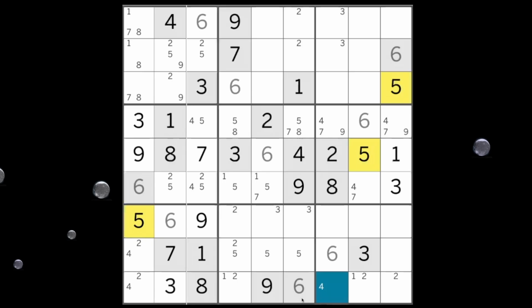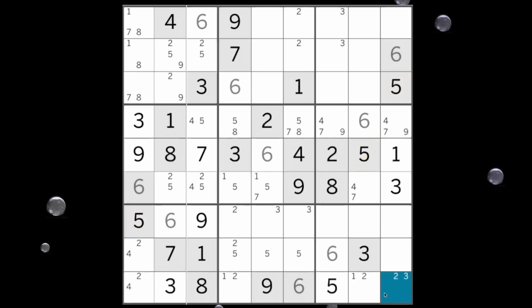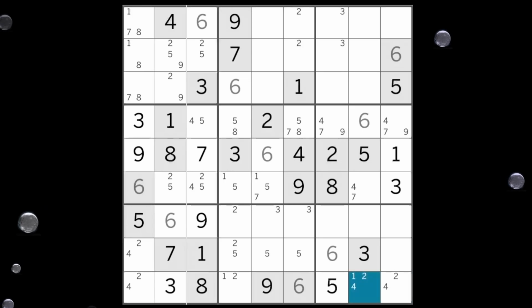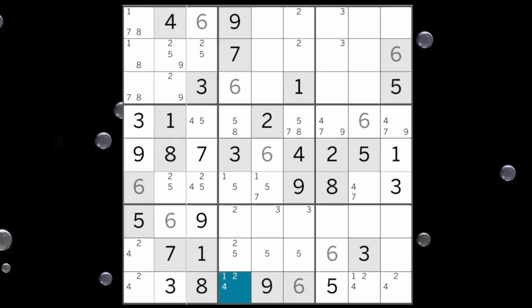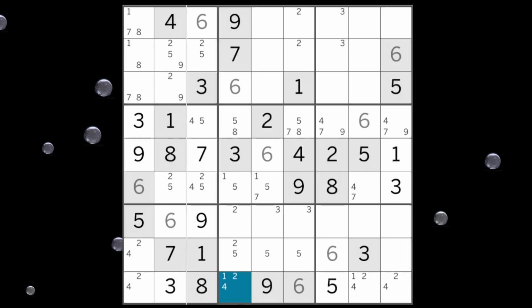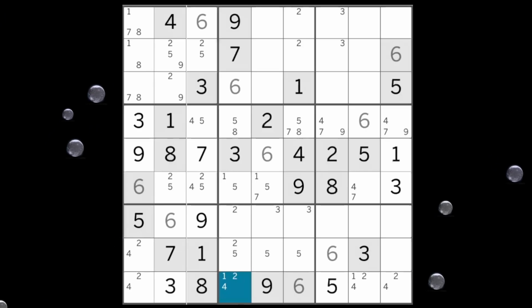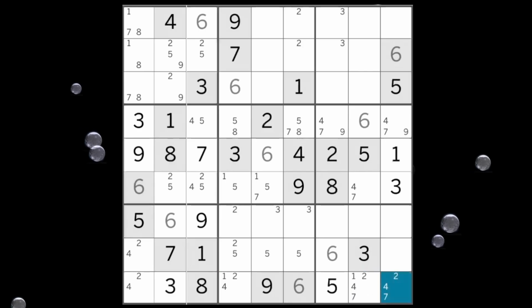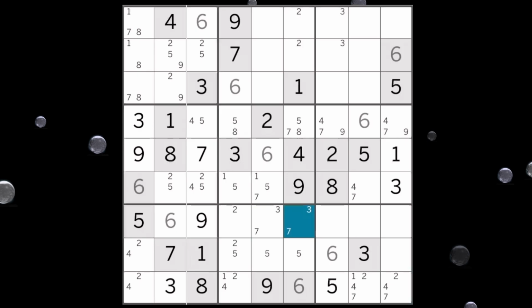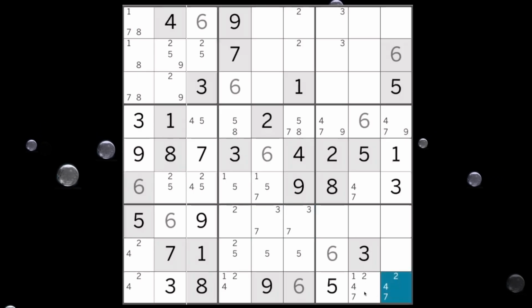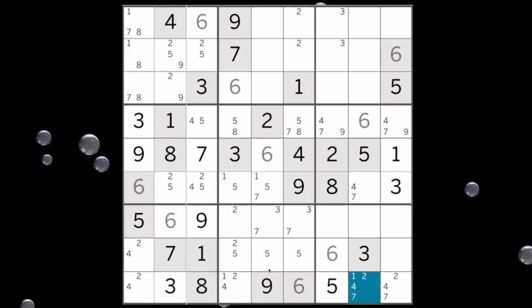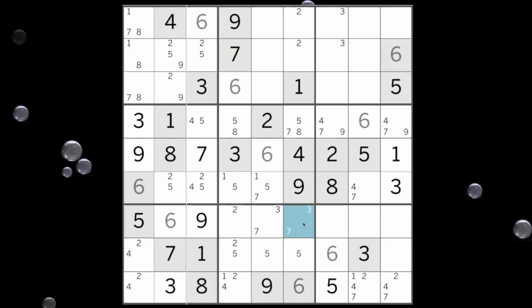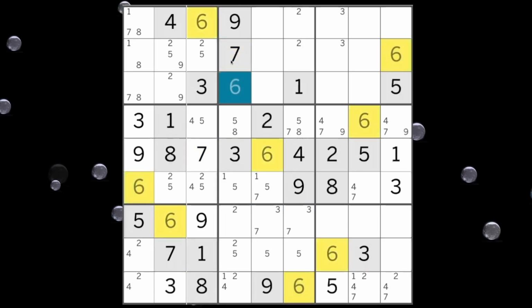4. 4 can be anywhere. 7 has to be there. Means 7 has to be there. 7 has to be in the bottom of this one. 7's already in the middle there. 7 has to be there. Can't be there because of that.